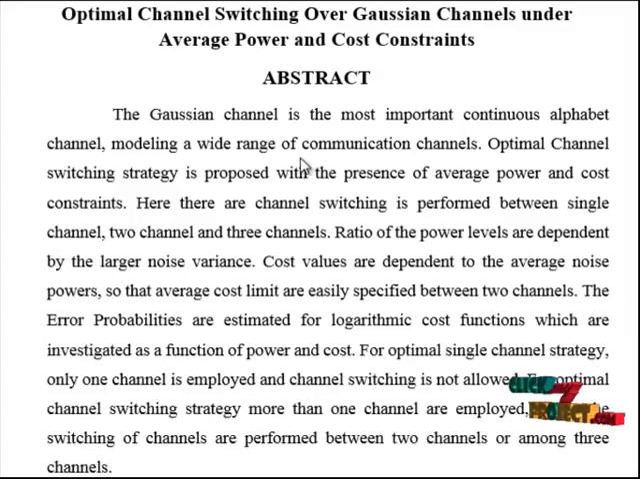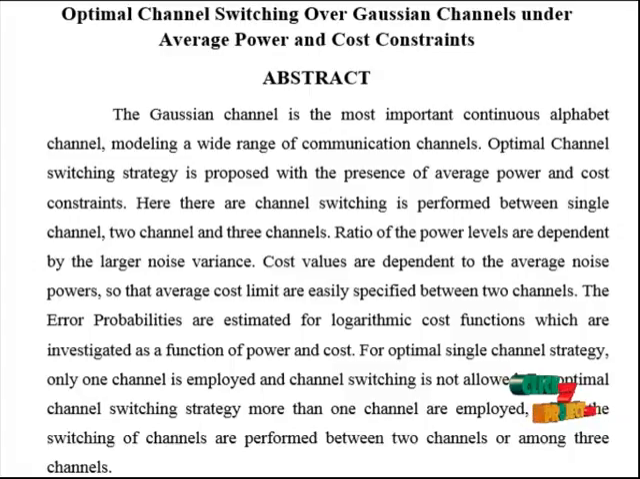Let me discuss the project, optimal channel switching over Gaussian channels under average power and cost constraints. Let me discuss the abstract of the project. The Gaussian channel is the most important continuous alphabet channel, modeling a wide range of communication channels. An optimal channel switching strategy is proposed in the presence of average power and cost constraints.